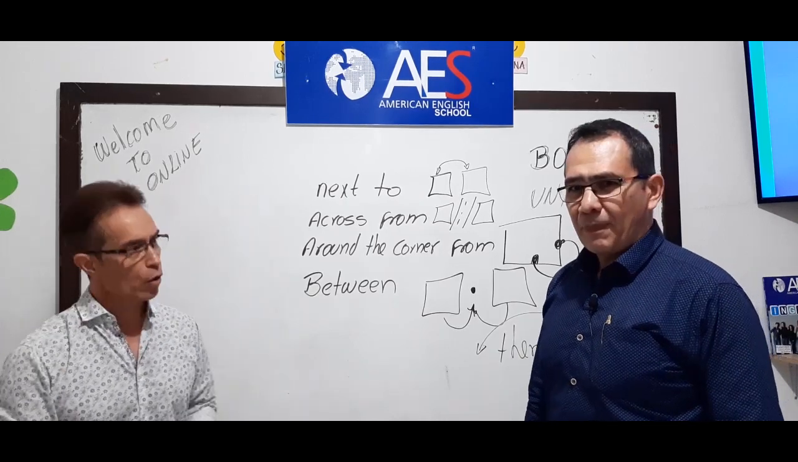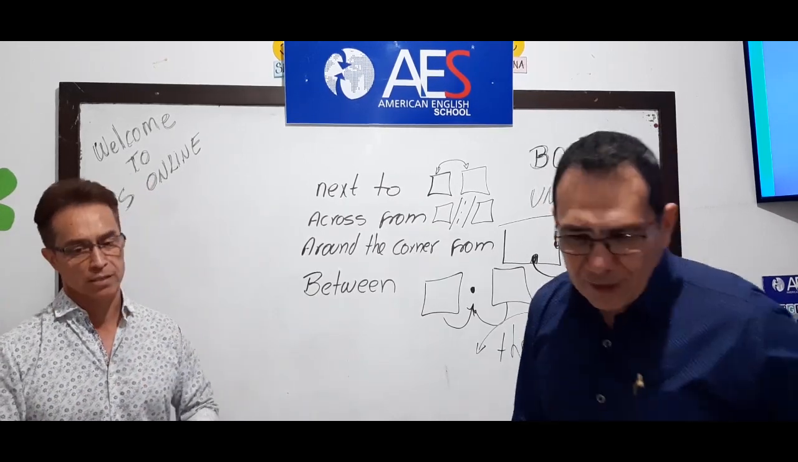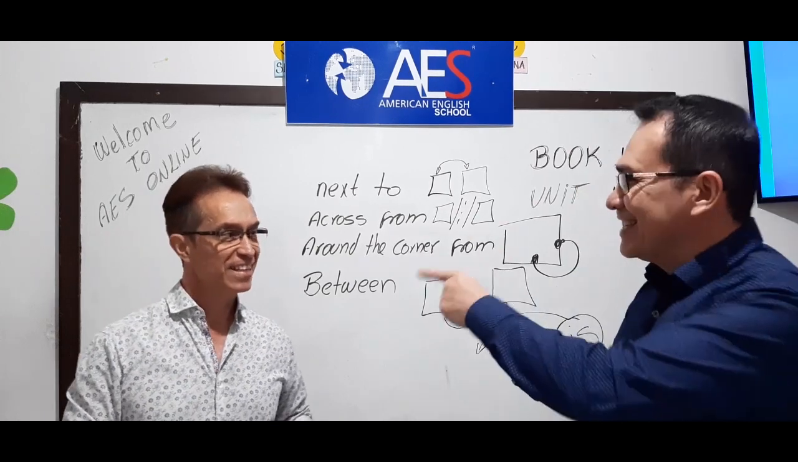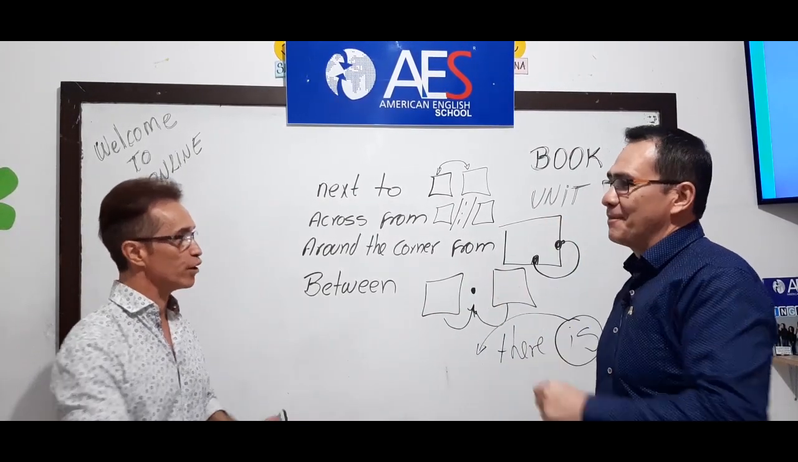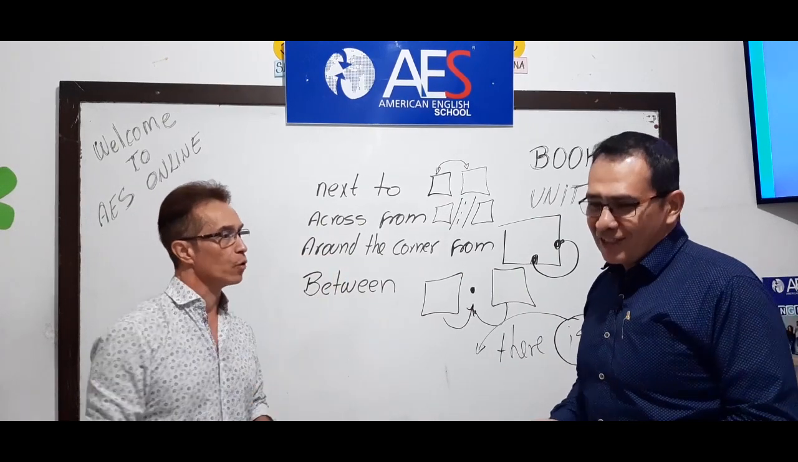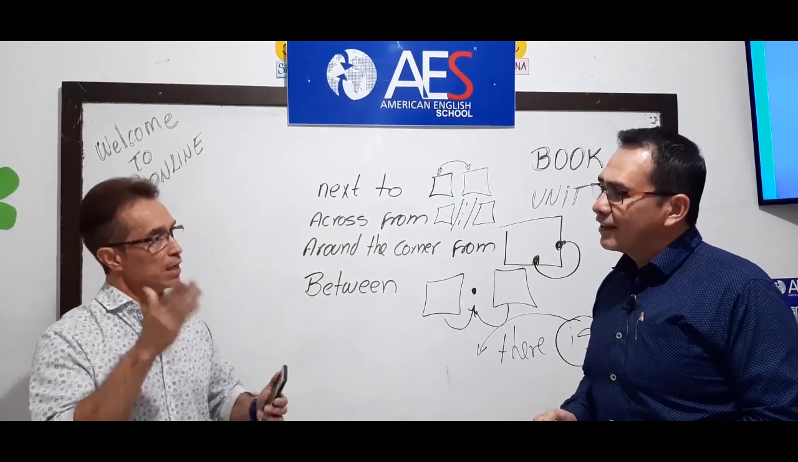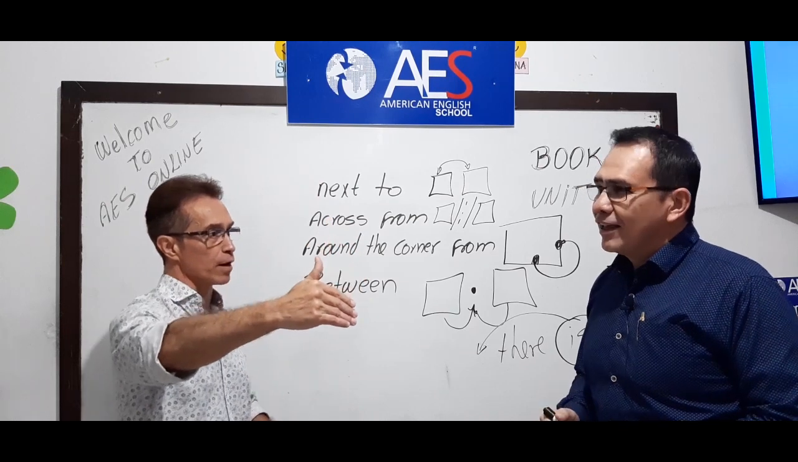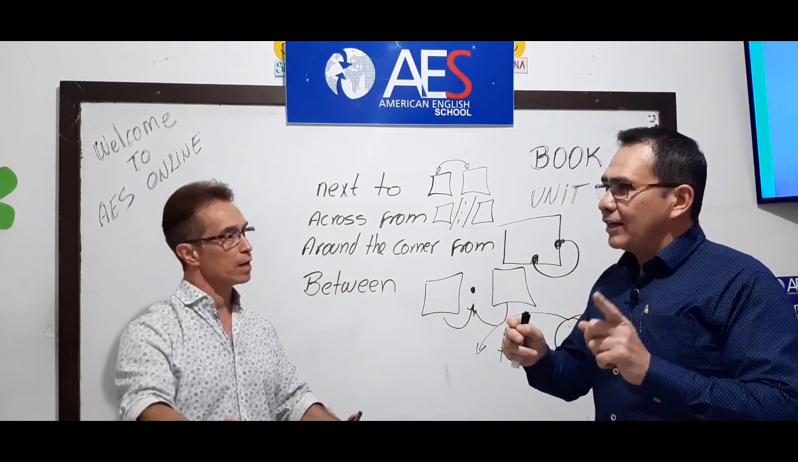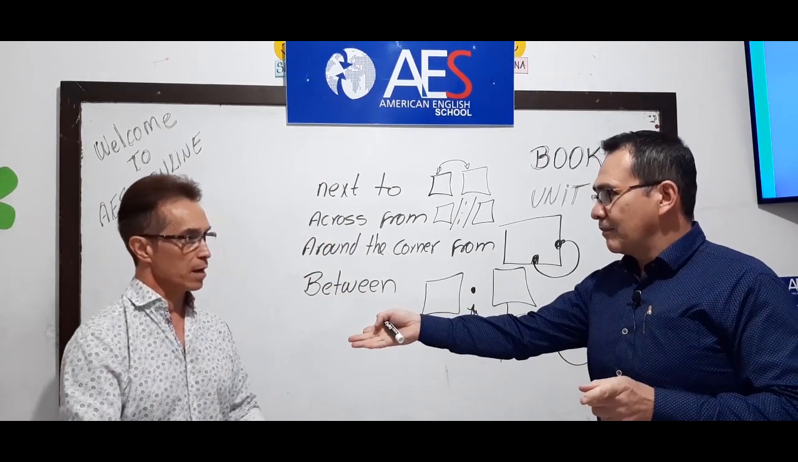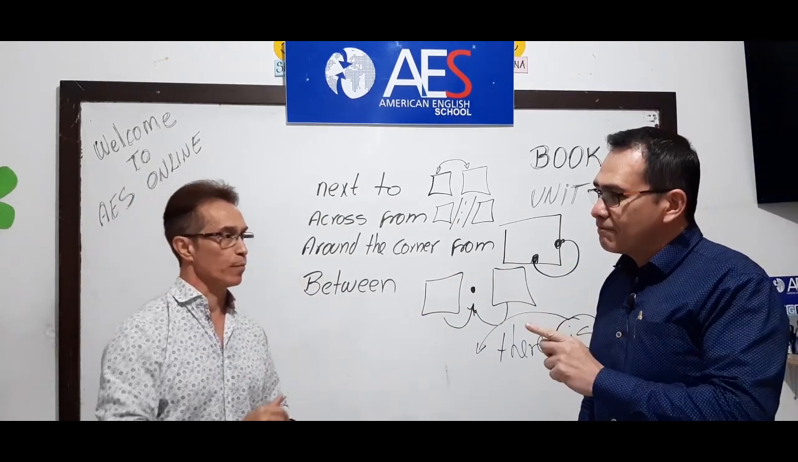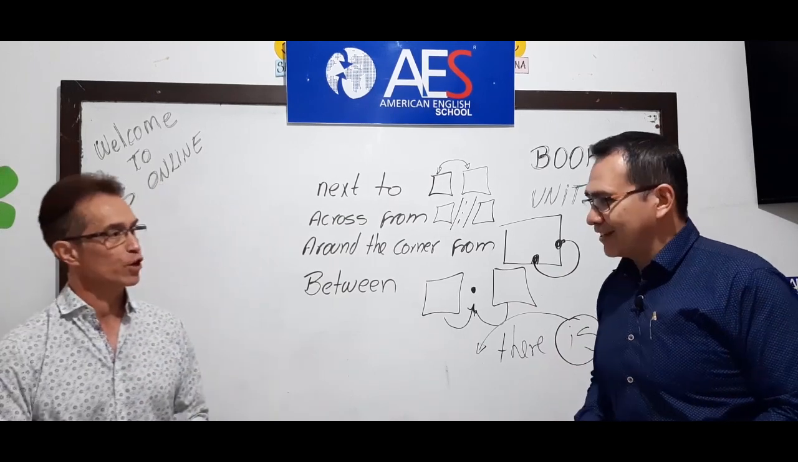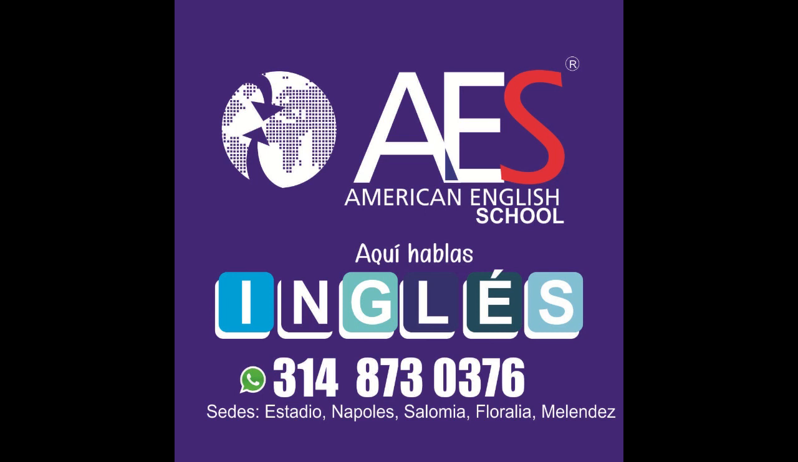Okay, great. Let me make sure on my map. Yes, there is a movie theater across from the park. Okay, sir. So there is a movie theater across from the park, and next to the park there is a bank. And the restaurant is between the bank and the supermarket. Thank you, sir. All right, my pleasure. Have a nice day. You too. Goodbye. Bye.